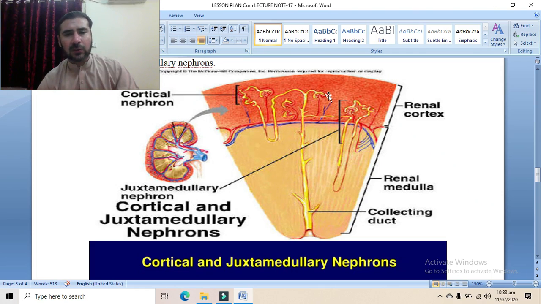Above, this is the outer region, the cortex region. Below is the medulla region, and this is the border. And close to this border, there are juxtamedullary nephrons. They have a long loop of Henle, and they usually work under water stress conditions.